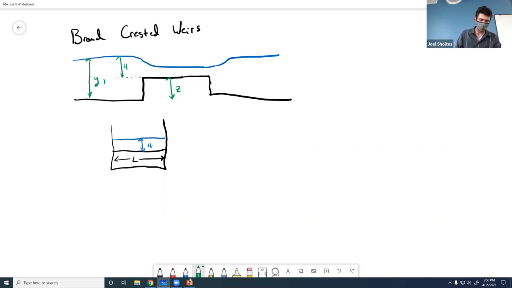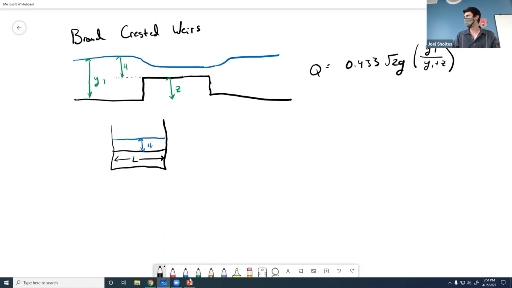And because the hydraulics are a little funky, we end up with a little more complicated equation where Q is equal to 0.433 square root of 2g, Y1 over Y1 plus Z, to the 1/2, L H to the 3/2. And then we've got L, that's kind of going into the river, across the river.